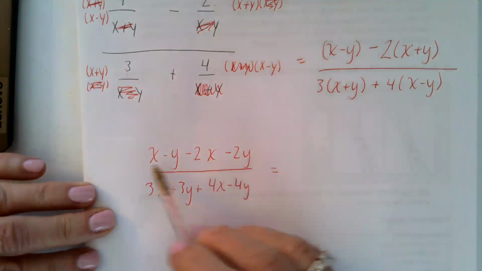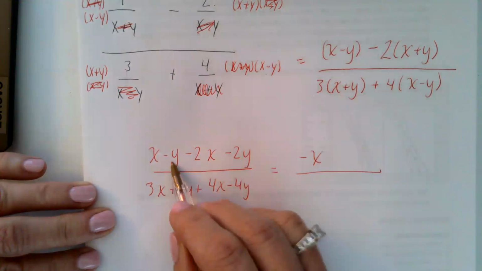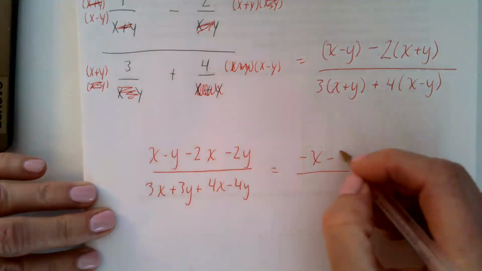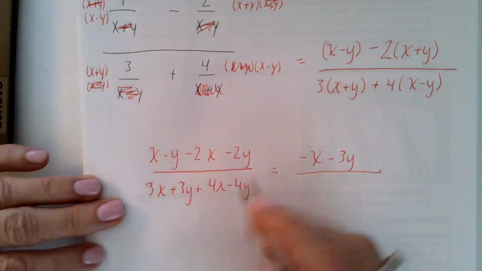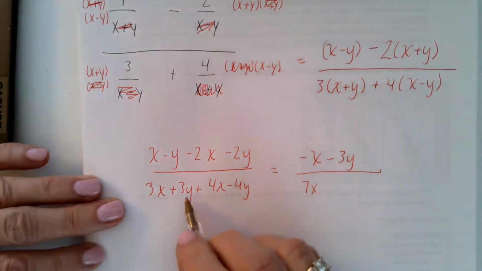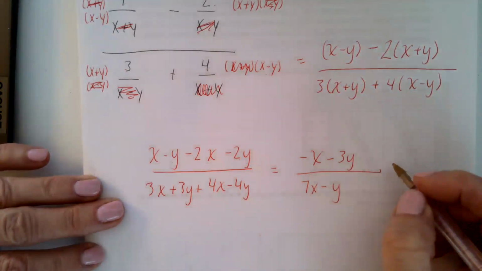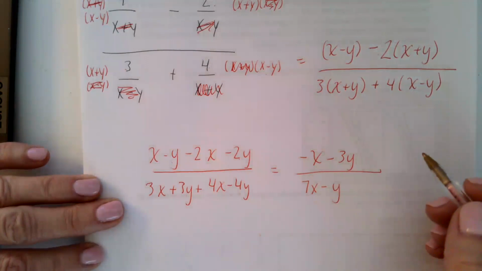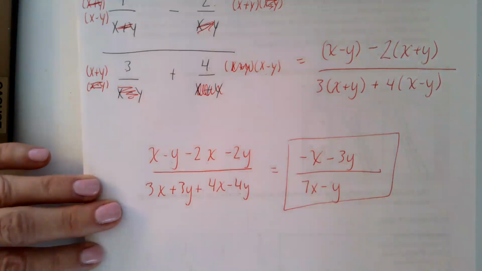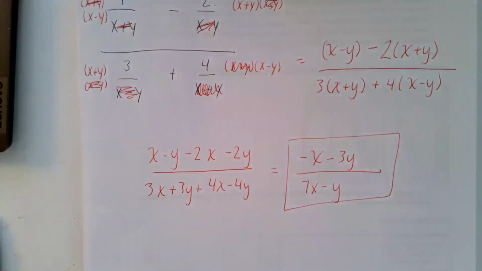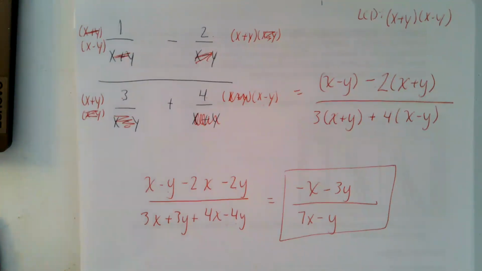Now we can combine like terms. We have x minus 2x is a -x. A minus y and minus 2y is a -3y. And then on bottom, we have 3x and 4x is 7x. And 3y minus 4y is a minus y. And that is what we have left. So the key is finding the least common denominator that you can multiply through to eliminate the fractions.